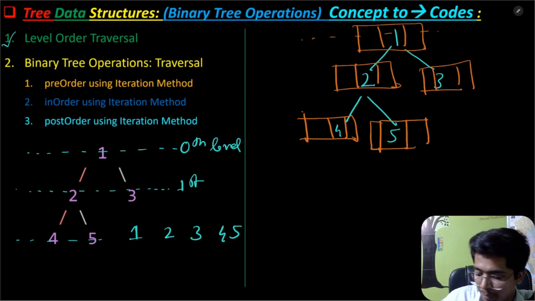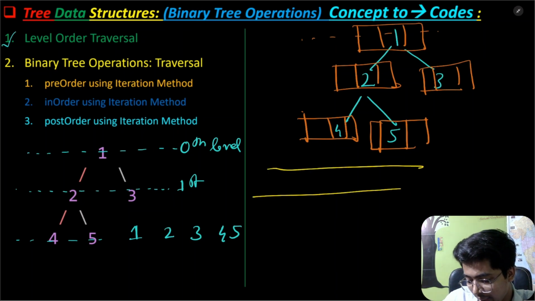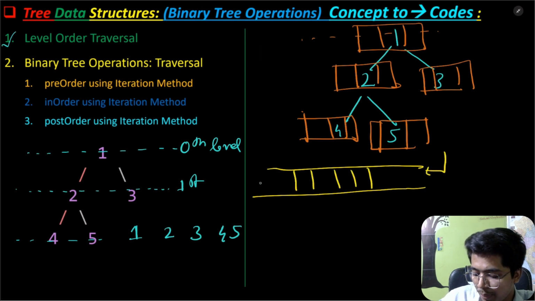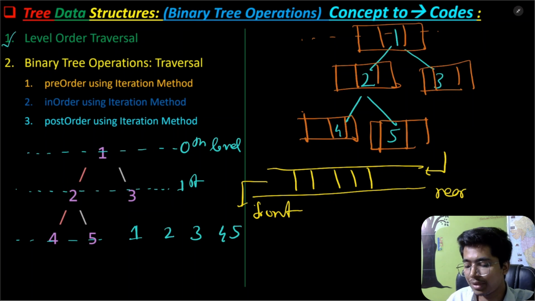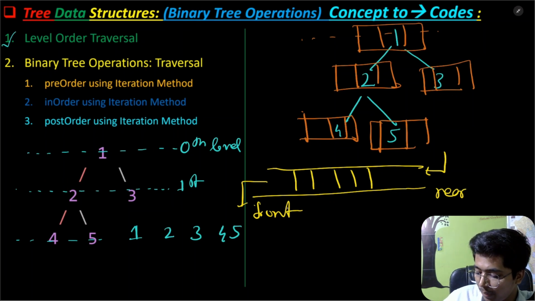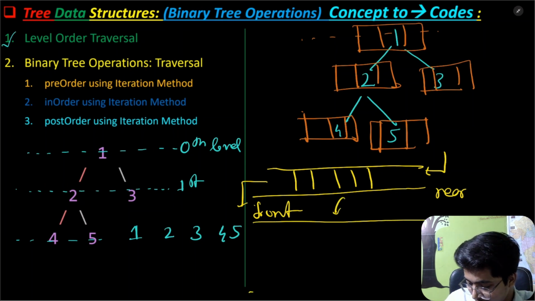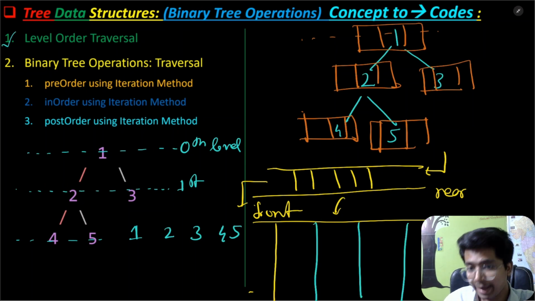A queue is a type of structure where we can insert from one side and remove elements from the other side. Let's call one side the front and the other side the rear. So we can insert the elements from here. Our queue will look like this, just a structure like this, and this is the queue.